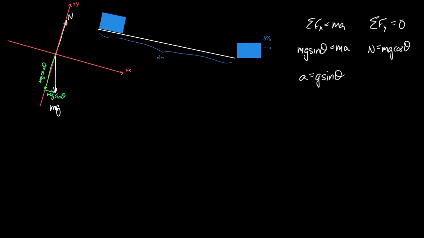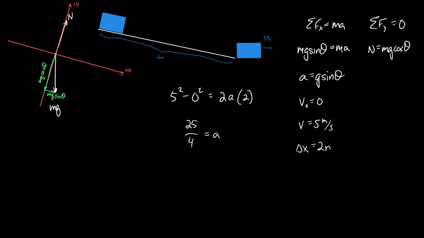Now, we've asked for the angle of the ramp, but currently I can't get the angle of the ramp because I don't know what a is, even though I know what g is. But I do have information I could probably bring to bear in this problem. Things such as v naught is 0, v final is 5 meters per second, and displacement is 2 meters. I believe with this information, I can figure out what the acceleration of the box is. And if I figure out the acceleration of the box, I can figure out what the angle of the ramp is. So let's go with 5 squared minus 0 squared equals 2a times 2. That looks like 25 over 4 equals the acceleration.